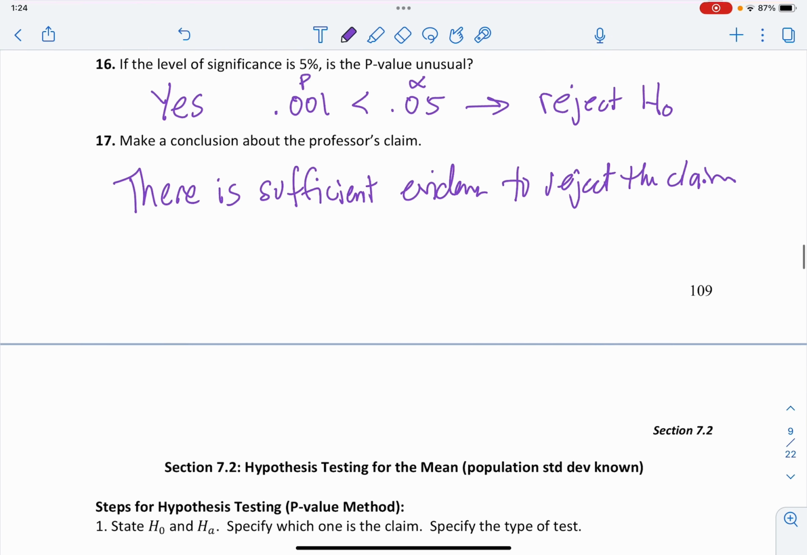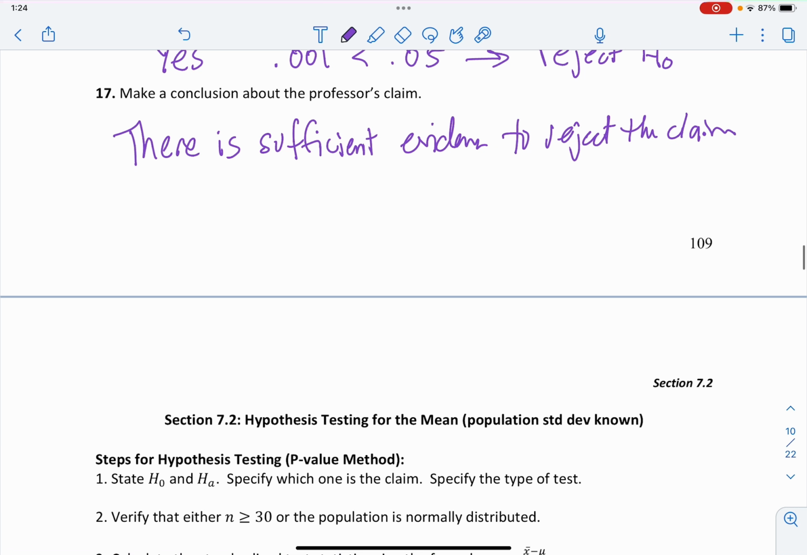Okay, so in the next section, we'll actually start running through the entire test and find ways to find p-values, roll in the normal distribution, and do a bunch of different hypothesis testing for means. So stay tuned for that.